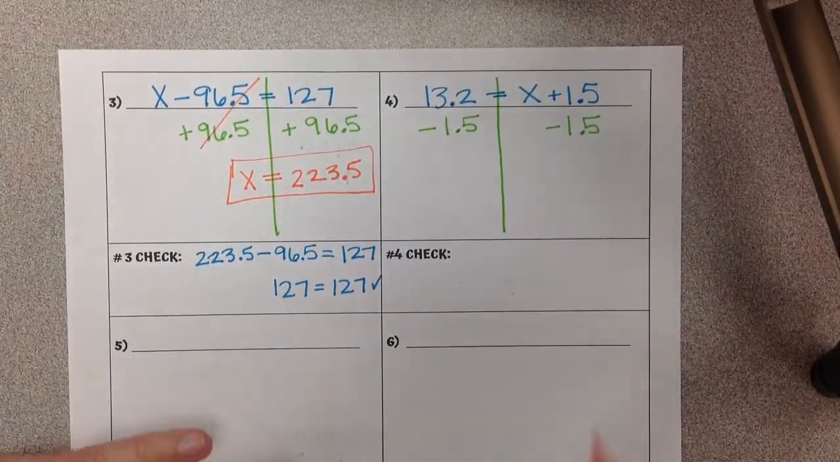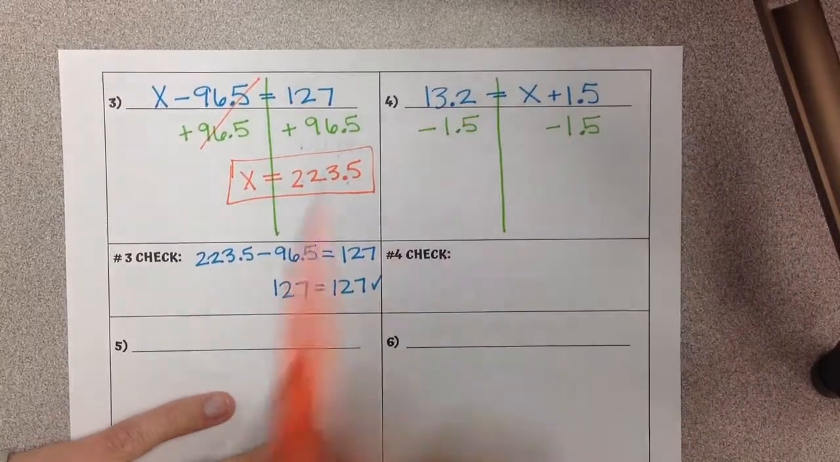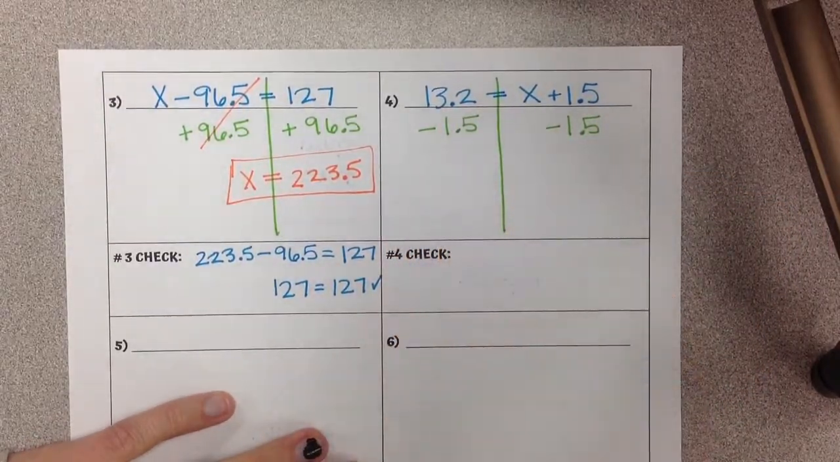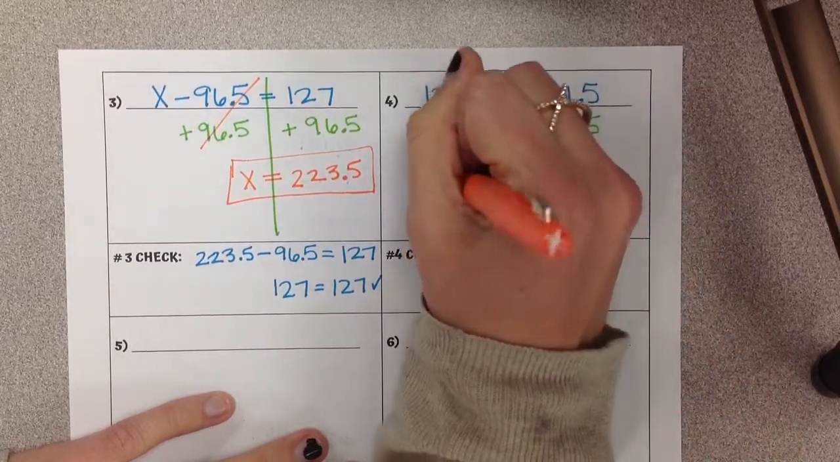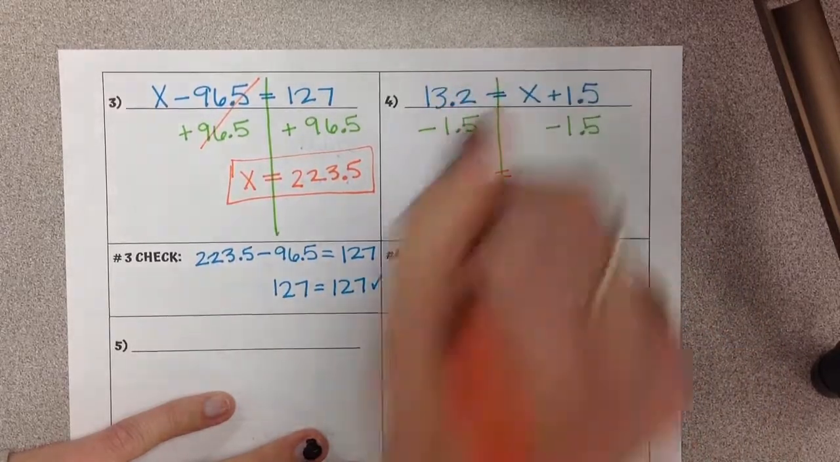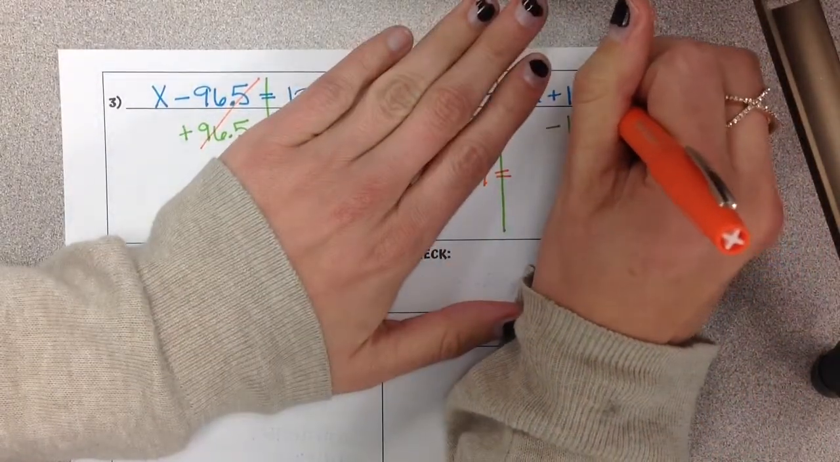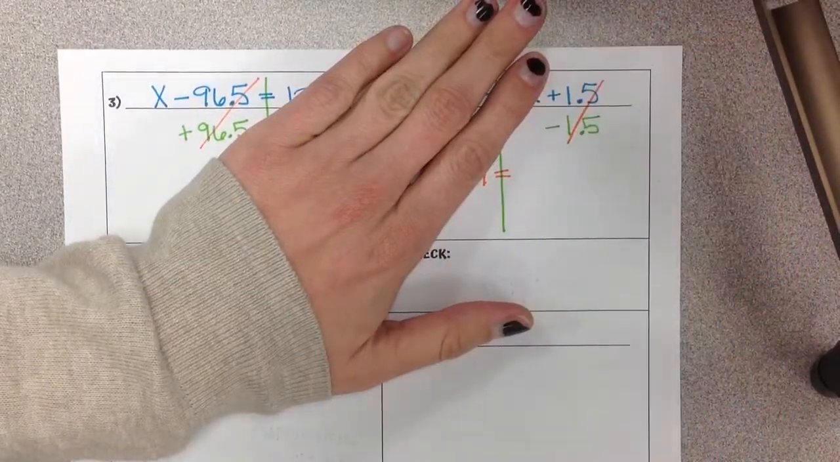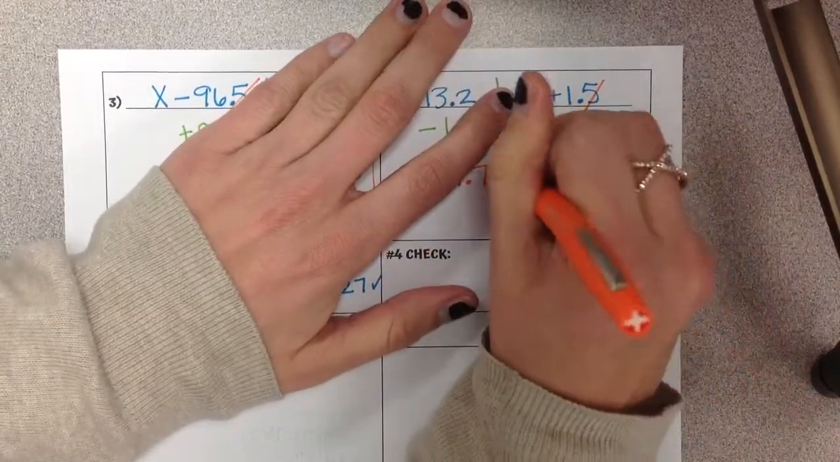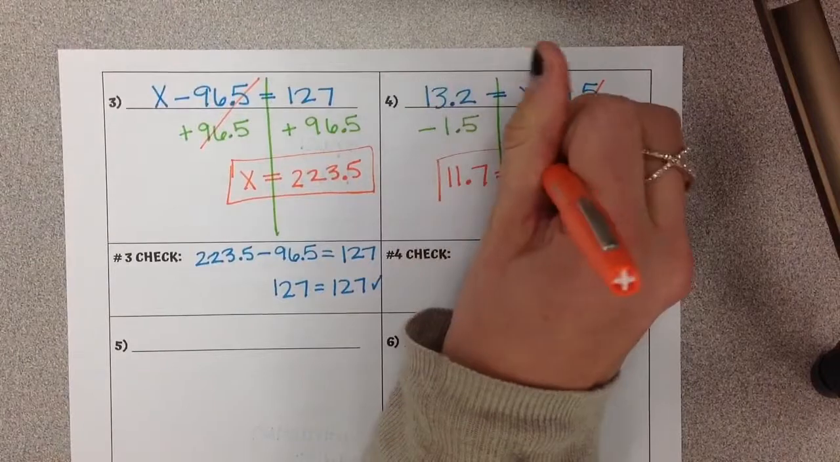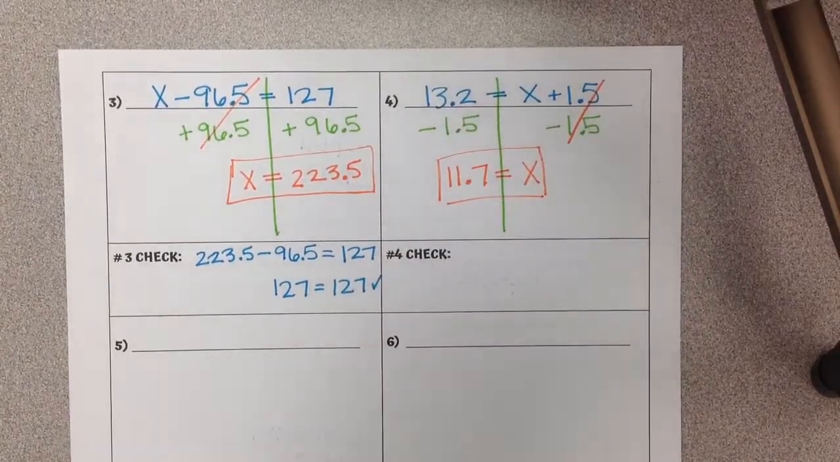Then we need to look at rewriting. So we've got 13 2/10 minus 1.5. If we subtract that, we get 11 7/10, 11.7. On the right side, we have positive 1.5 and we subtract 1.5. That cancels out to 0. All that we are left with on that side is x. X is alone. That means we are done solving.